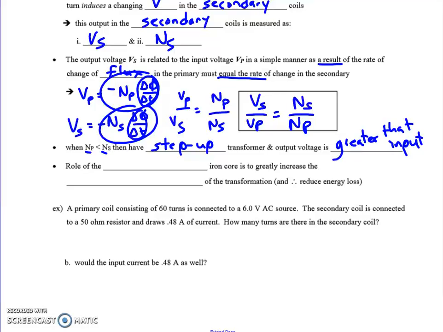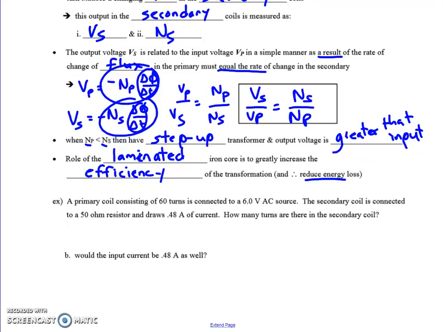Let's talk about the iron core. I mentioned that. Now, technically, if you want to get detailed, it's laminated. I'm not even sure if I'm spelling that right. Laminated core is to greatly increase the efficiency of the transformation and therefore reduce energy losses. So if you try to just do a primary coil with the secondary coil with no iron core, the amount of transformation is greatly reduced.